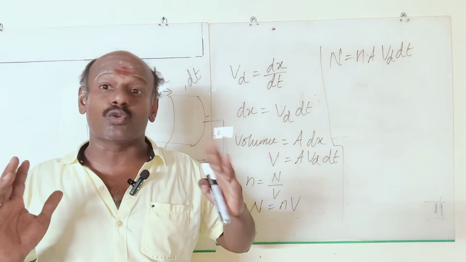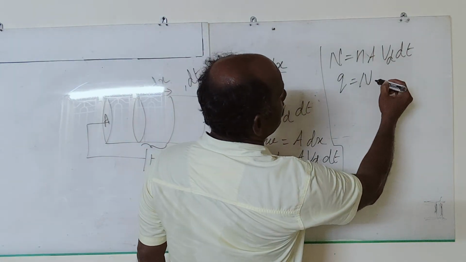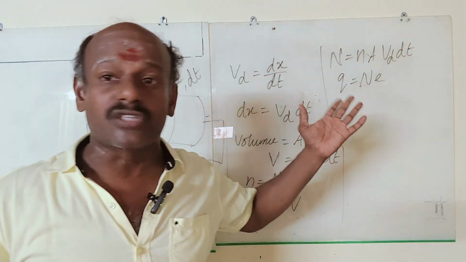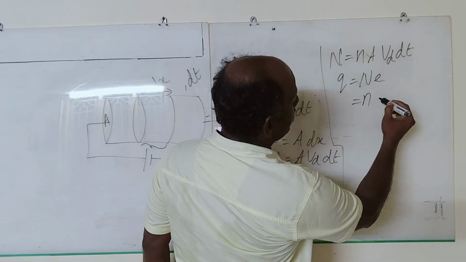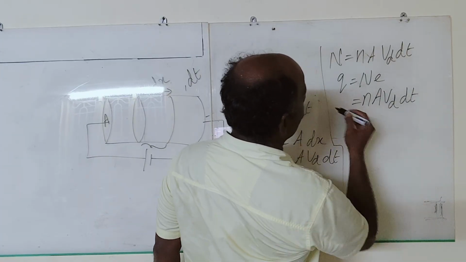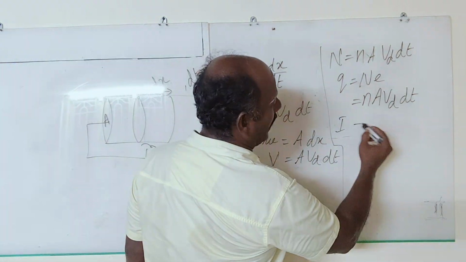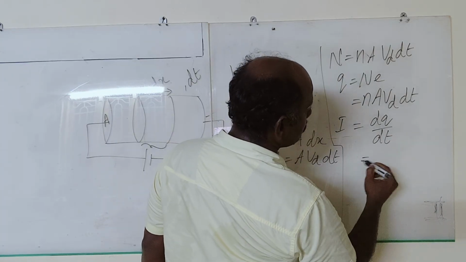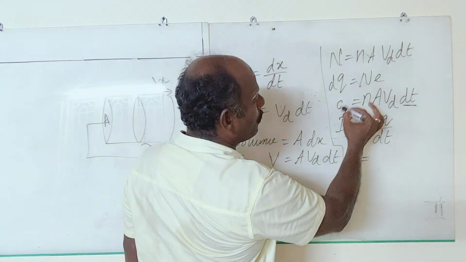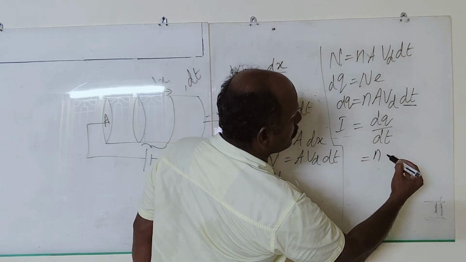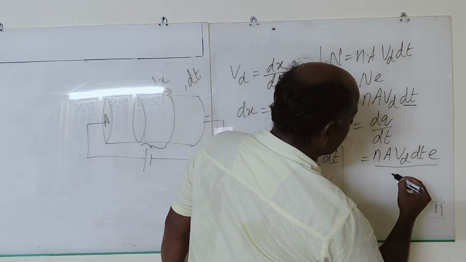Now I am going to find the total charge available here. We have a very important formula, Q is equal to N times e, where N is the number of electrons and e is the charge of an electron. So Q will be equal to n into A into vd into dt into e. My aim is to measure the current. I know that I is equal to dq divided by dt. So dq is equal to n into A into vd into dt into e, divided by dt.